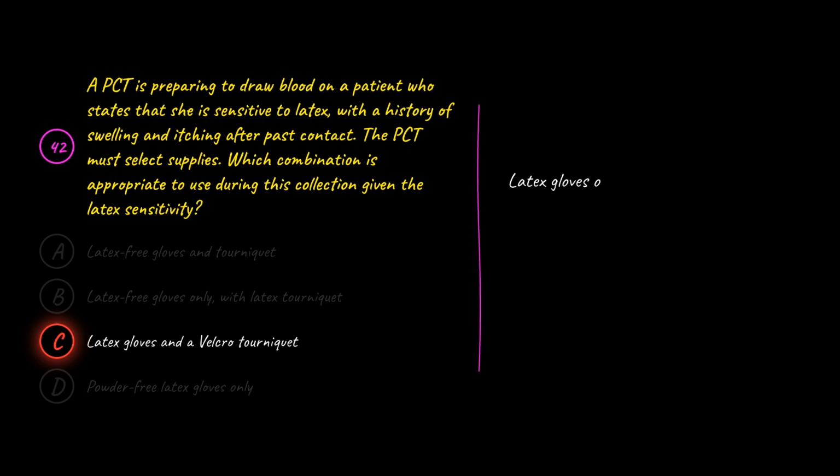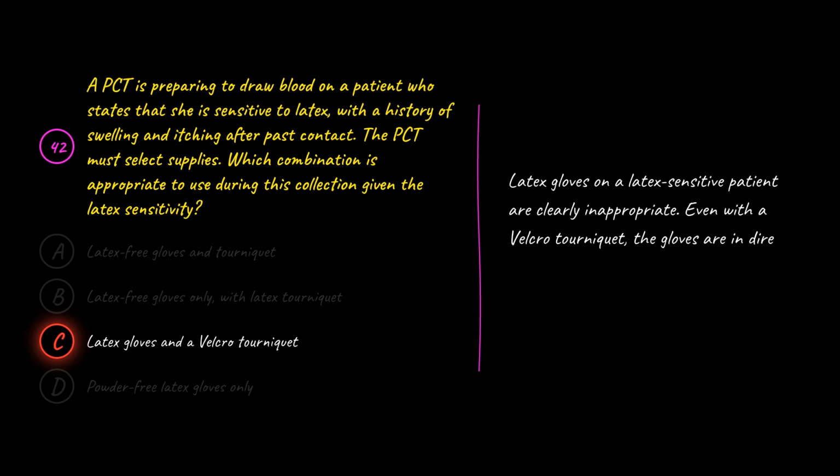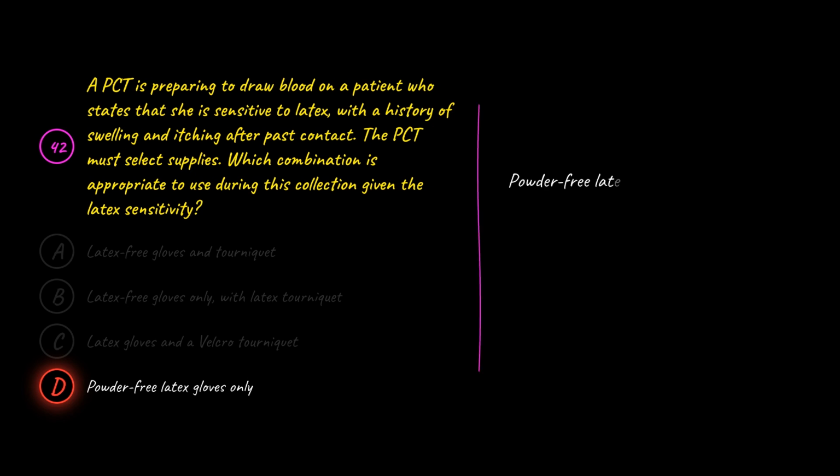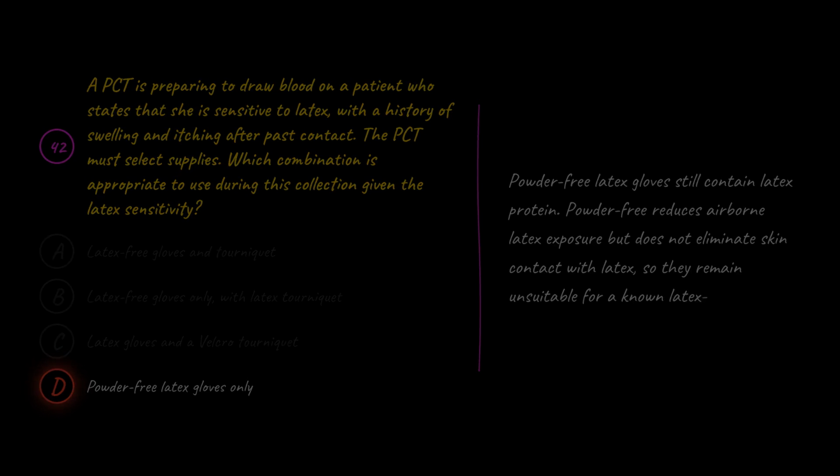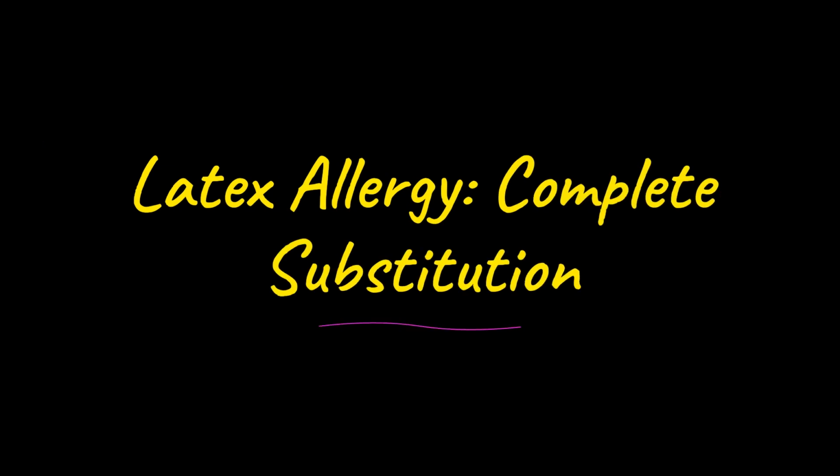C is wrong because latex gloves on a latex-sensitive patient are clearly inappropriate. Even with a Velcro tourniquet, the gloves are in direct contact during venipuncture, and any latex element risks triggering a reaction in this patient. D is wrong because powder-free latex gloves still contain latex protein. Powder-free reduces airborne latex exposure but does not eliminate skin contact with latex, so they remain unsuitable for a known latex-sensitive patient during the procedure. When a patient has a latex allergy, a single item swap is never enough. The underlying principle is complete substitution.